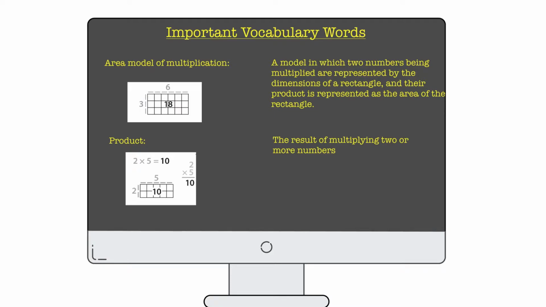Some important vocabulary words for this lesson include area model of multiplication, a model in which two numbers being multiplied are represented by the dimensions of a rectangle, and the product is represented as the area of the rectangle. Product, the result of multiplying two or more numbers.